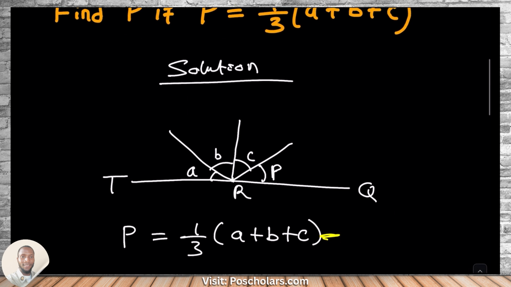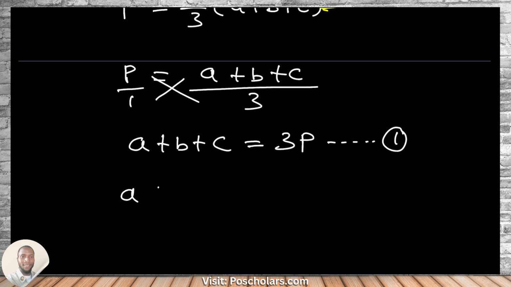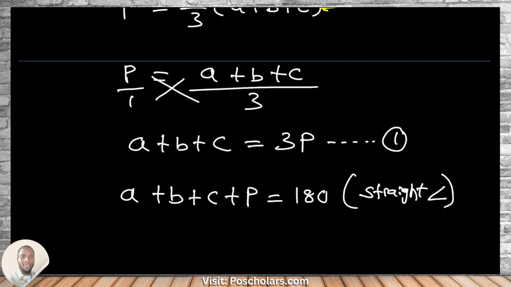Right? Now, coming back to this diagram, this is line TRQ. The information we know about straight lines is that the sum of angles on a straight line is always equal to 180 degrees. It simply means that A plus B plus C plus P must sum up to 180 degrees, right? Now, what we can do is to write that down by saying A plus B plus C plus P equals 180 degrees. What's the reason? Straight angle, right? Now, you must be very, very vigilant. In equation 1, we have A plus B plus C equals 3P, right? Then in this equation, we have A plus B plus C plus P equals 180.